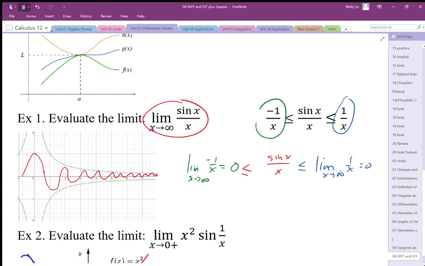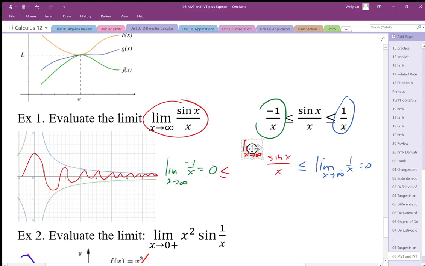So the limit as x goes to infinity of sine x over x, I should have written it as a limit, we can then conclude must be equal to 0. So we can make the conclusion that the limit as x goes to infinity of sine x over x is equal to 0. Okay, so this is our squeeze theorem.